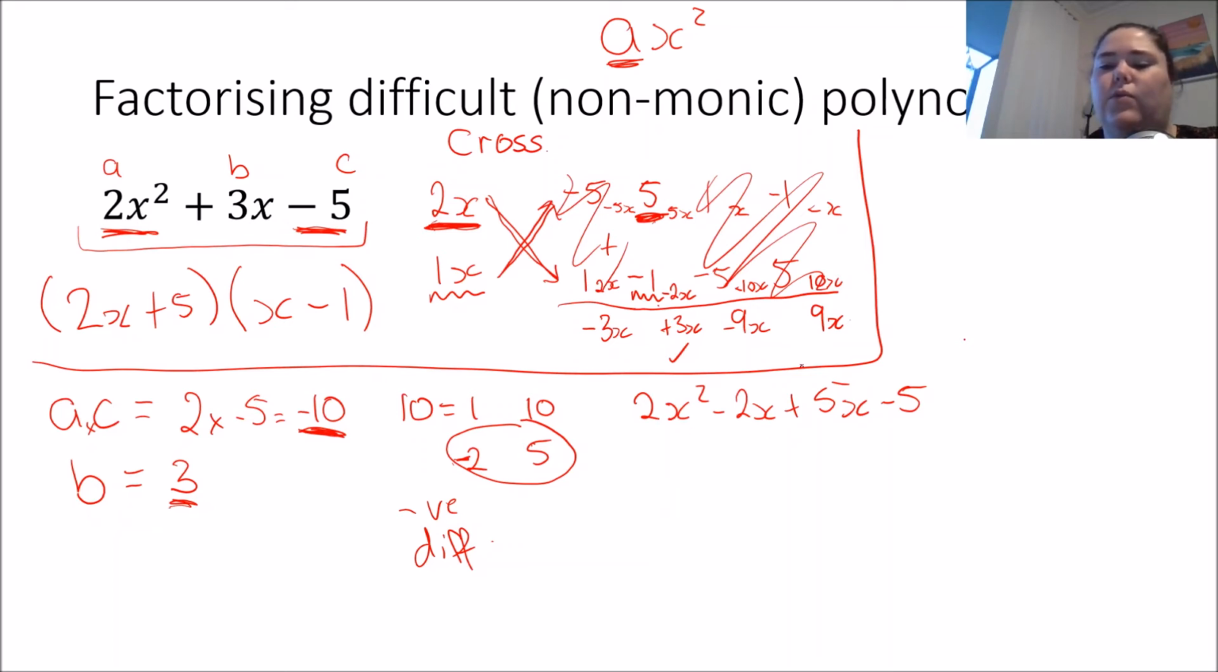Now this is our grouping. We did grouping in another lesson. So we take out a common factor. For these first two terms, 2x is our common factor. And that leaves us with x minus 1. Then we take a common factor out of the second one, plus 5.